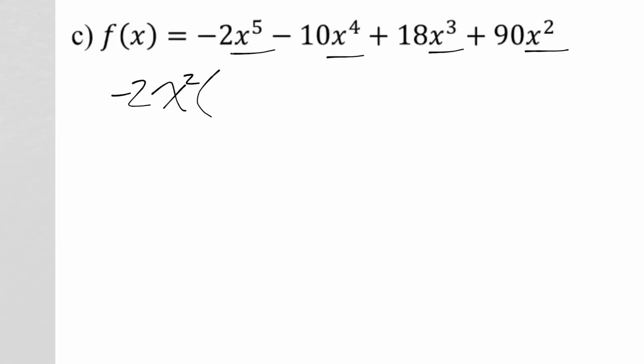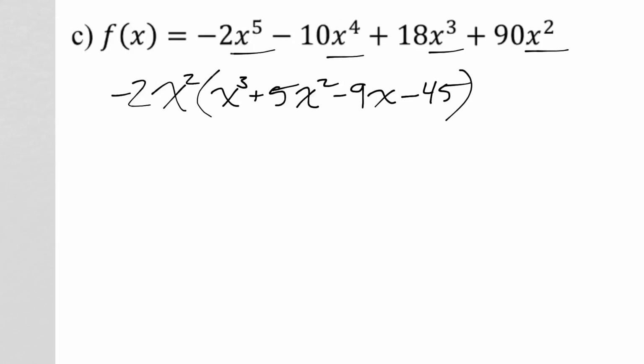So if I pull a negative 2x squared out of a negative 2x to the fifth, I'm left with an x cubed. If I pull a negative 2x squared out of a negative 10x to the fourth, negative 10 divided by negative 2 is a positive 5. X fourth divided by x squared is x squared. 18 divided by negative 2 is negative 9. X cubed over x squared is x. And 90 divided by negative 2 is negative 45. And x squared over x squared is 1. So boom, there we have it.